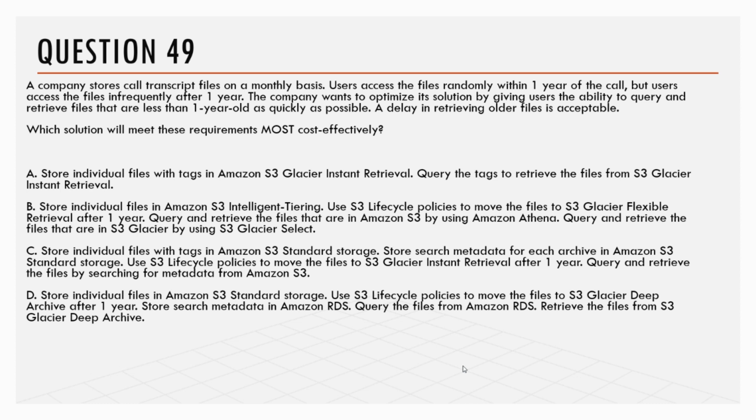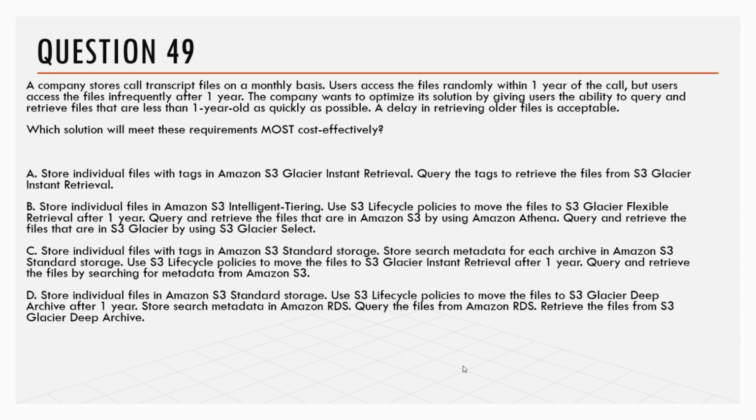And the options are A, store individual files with tags in Amazon S3 Glacier Instant Retrieval. Query the tags to retrieve the files from S3 Glacier Instant Retrieval. Option B, store individual files in Amazon S3 Intelligent-Tiering. Use S3 lifecycle policies to move the files to S3 Glacier Flexible Retrieval after 1 year. Query and retrieve the files that are in Amazon S3 by using Amazon Athena. Query and retrieve the files that are in S3 Glacier by using S3 Glacier Select.